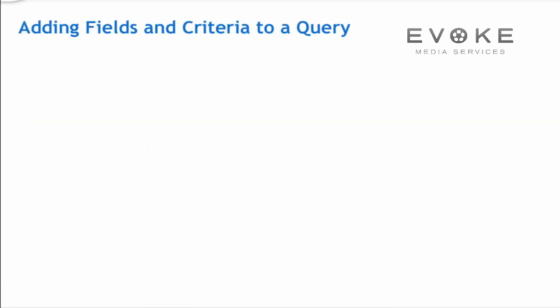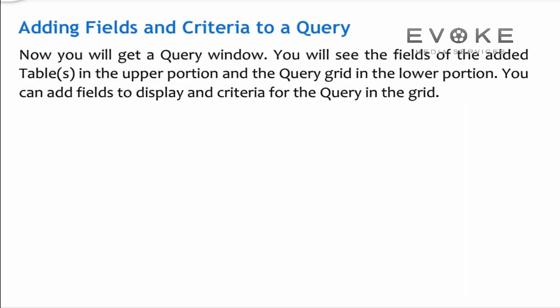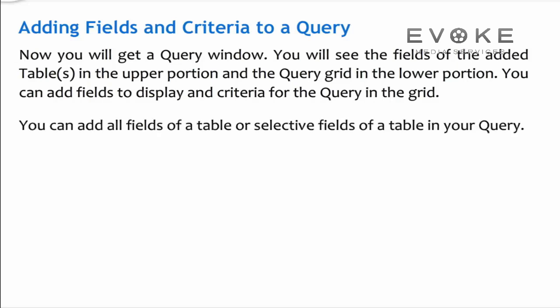Adding fields and criteria to a query. Now you will get a query window. You will see the fields of the added table or tables in the upper portion and the query grid in the lower portion. You can add fields to display and criteria for the query in the grid. You can add all fields of a table or selective fields of a table in your query.